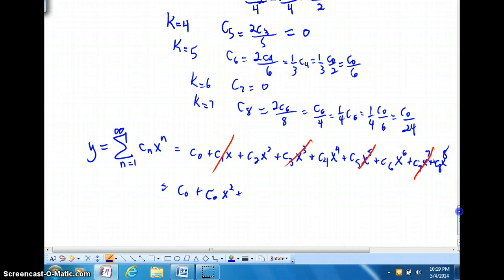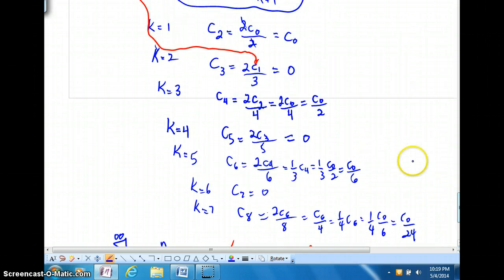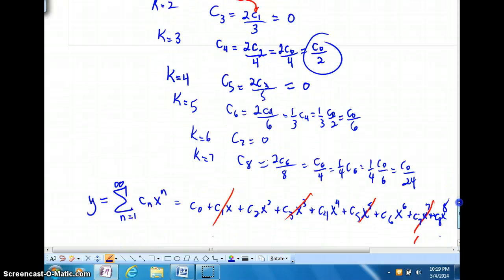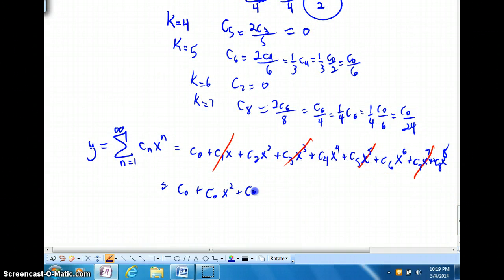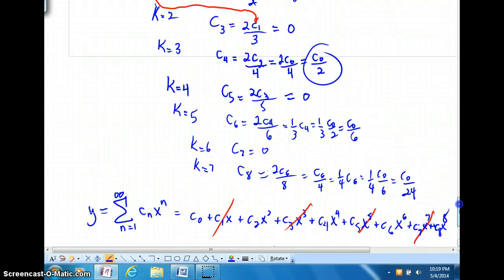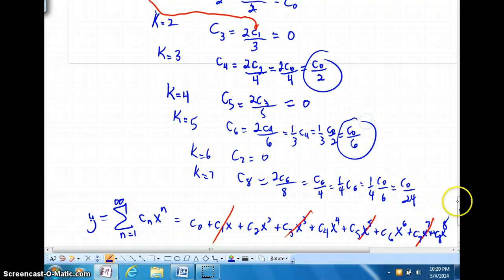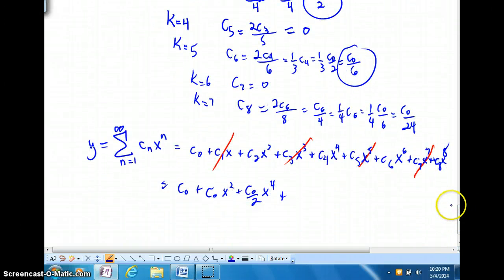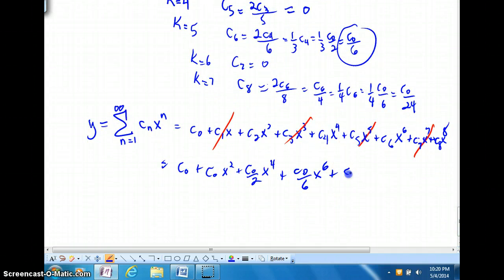How about what C sub 4 was? C sub 4, you can see up here, was C sub 0 all over 2. So we had C sub 0 all over 2 for our C sub 4. How about C sub 6? Well, C sub 6 was C sub 0 over 6. So we'd get C sub 0 all over 6. Here's x to the 6. How about C sub 8? C sub 8 was C sub 0 all over 24.